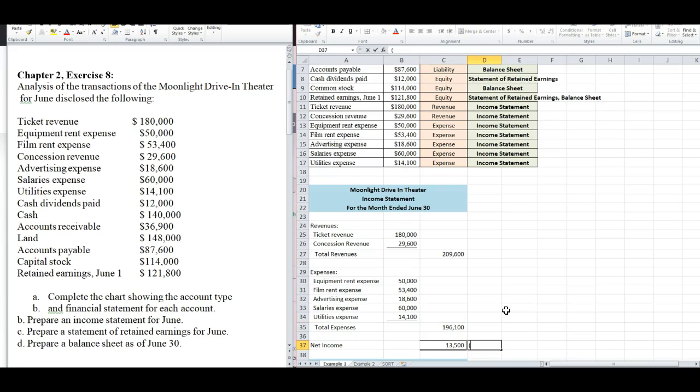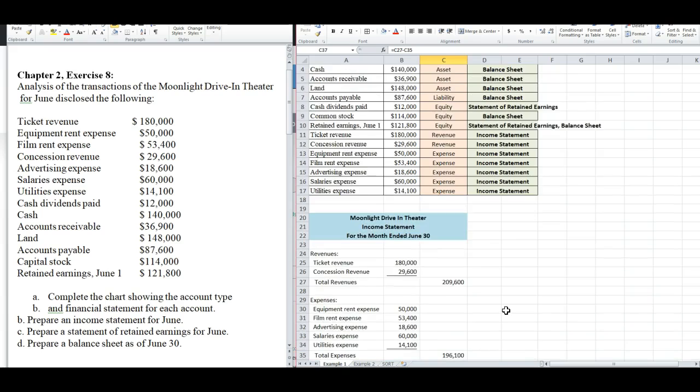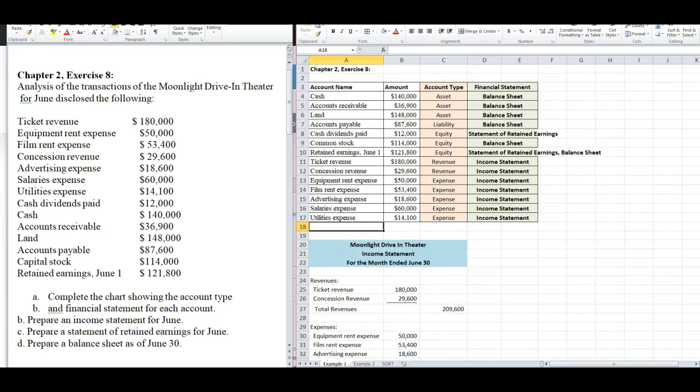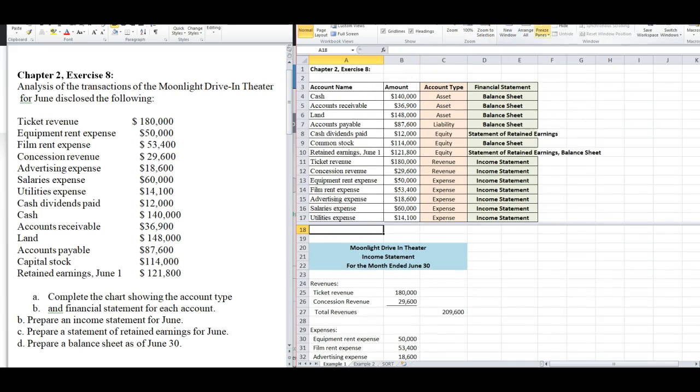To get net income, remember we take our revenue of $209,600. We subtract our total expenses, and that gives us our net income. Net income will be $13,500. We will need that $13,500 for the statement of retained earnings. I'm going to put a block in here so we can still see our chart.